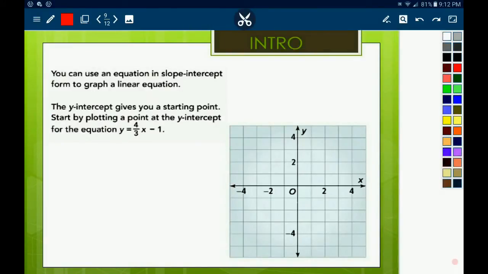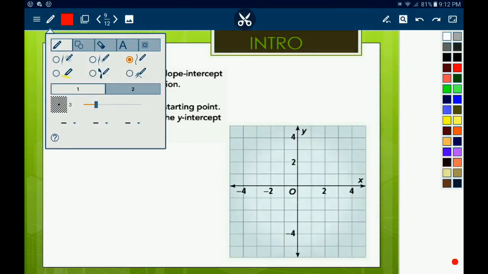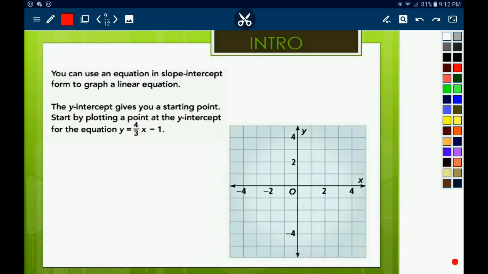All right, so we've got one last thing to go over, one last idea and example. This little intro to the last example says you can use an equation in slope-intercept form to graph a linear equation. The y-intercept gives you the starting point. I am going to highlight that, and I want you guys to highlight that as well in your notes. The y-intercept, oh, don't cross it out. Get a highlighter or circle it or something.